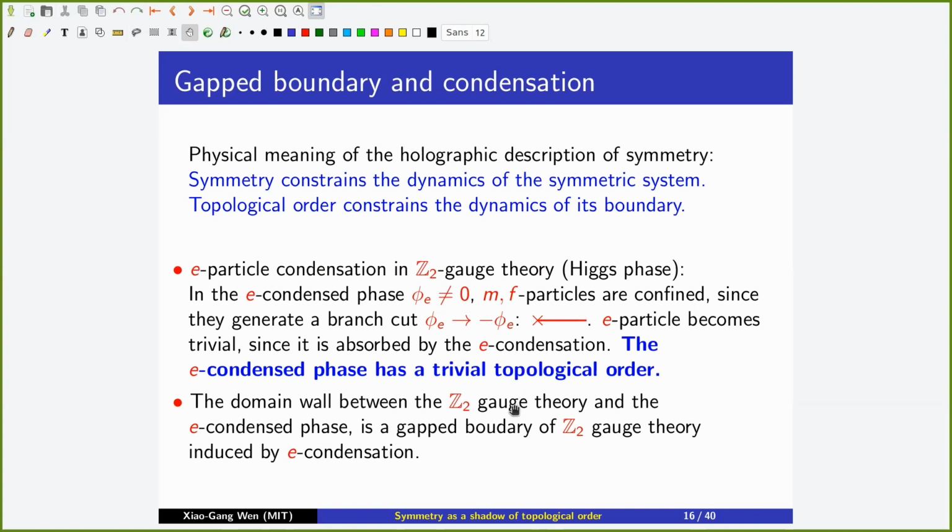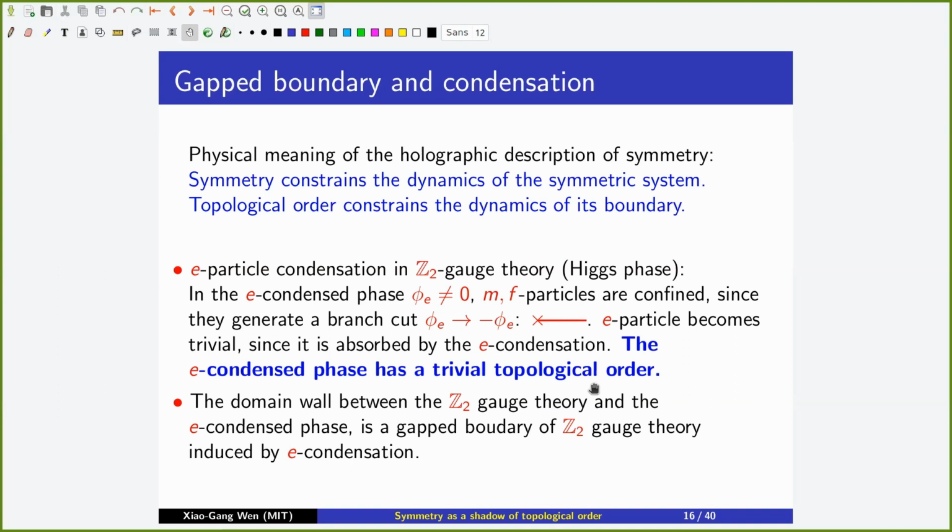This description is really big. It's really trying to say that a boundary of a topological order can be viewed as a domain wall between the topological order and the trivial phase. And the trivial phase is induced by condensation. So in that sense, we say the domain wall is induced by condensation. Domain wall and condensation are very much related.